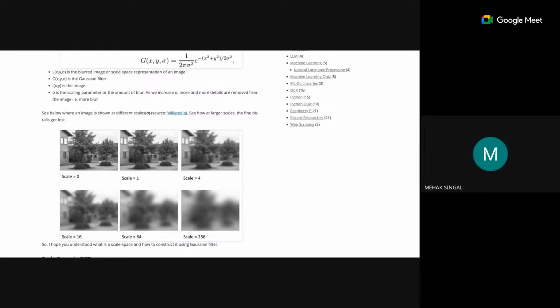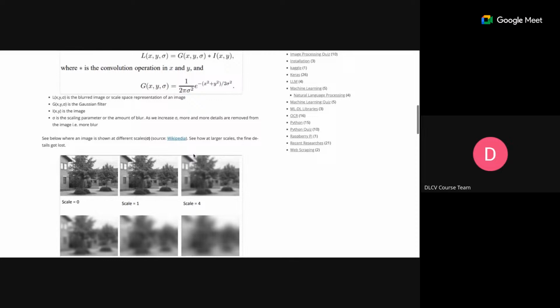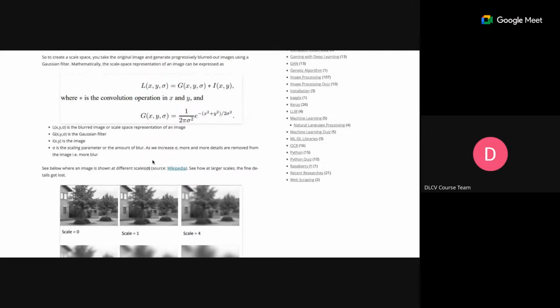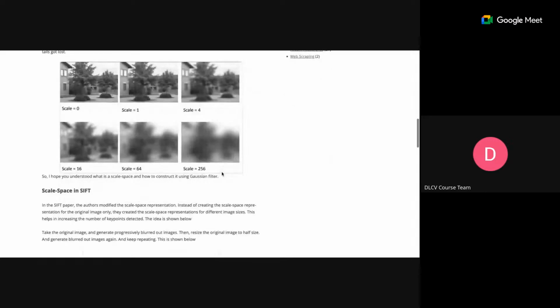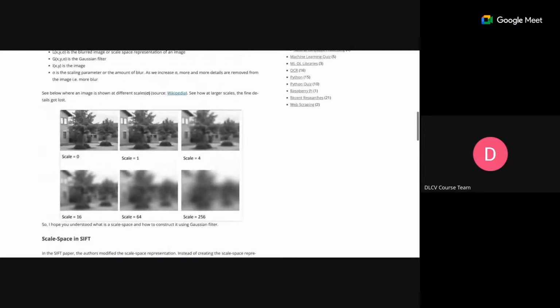Correct. So that is how it works, and I think you take some sort of difference between these different scales of the Gaussian filter to get your scale invariant features. Then you go to the next step, which is the localization of the keypoints.